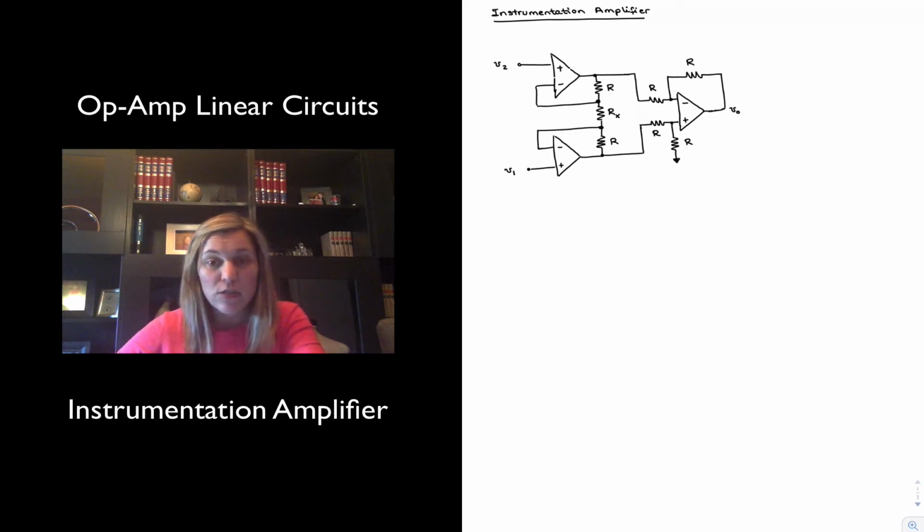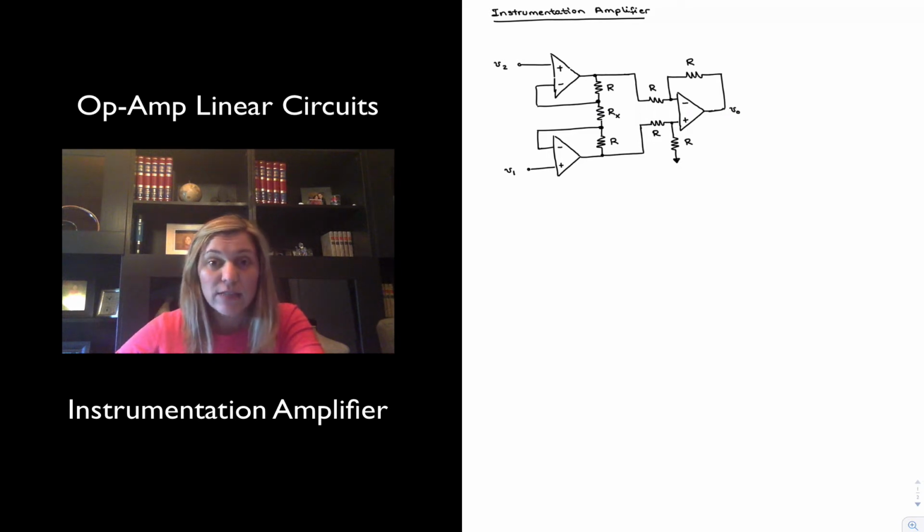And in those cases, the instrumentation amplifier performs very well because it is typically a circuit with very high input impedance, very low noise, very low offsets, and very importantly, a very high CMRR, common mode rejection ratio.